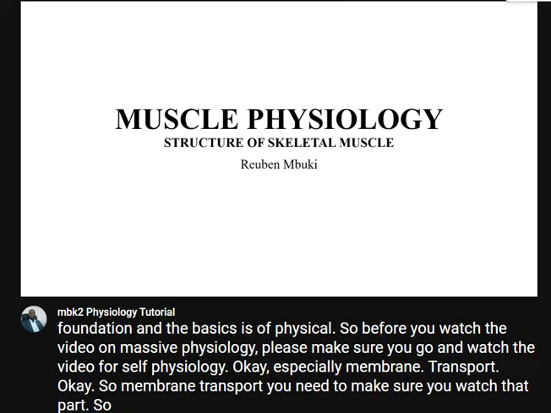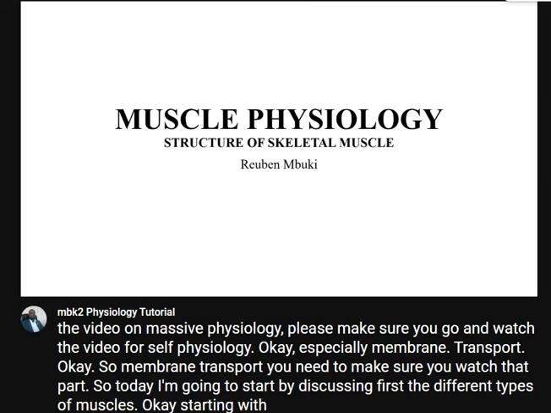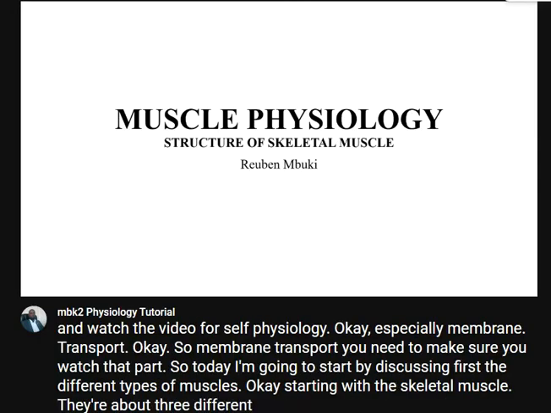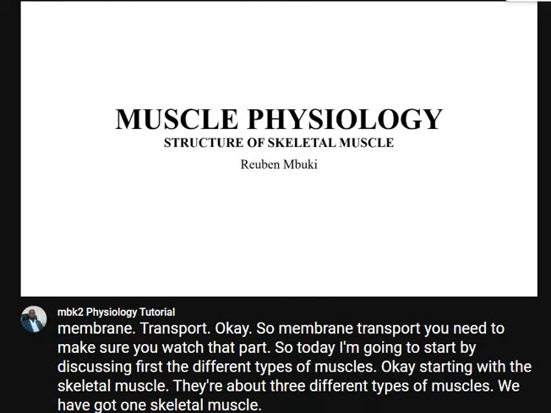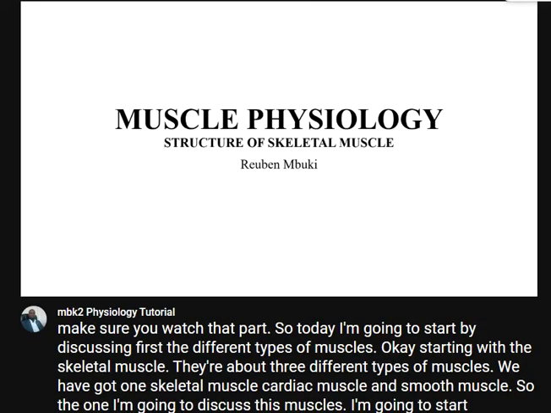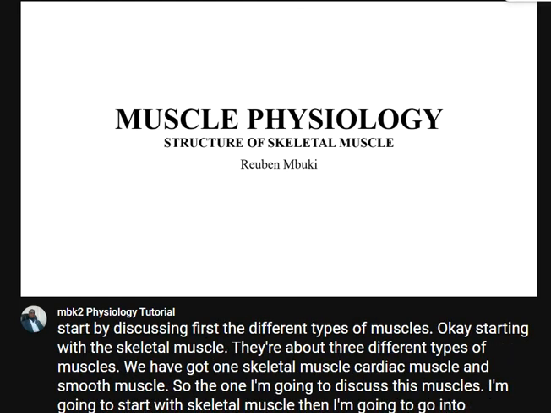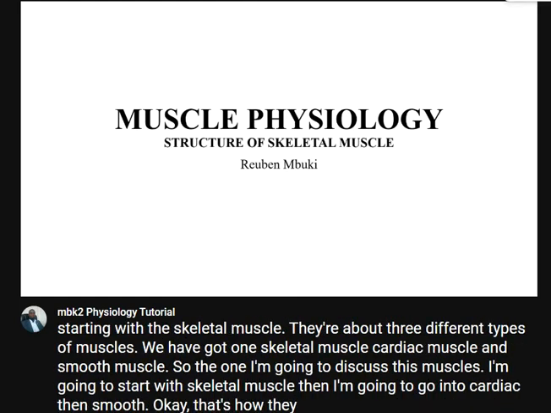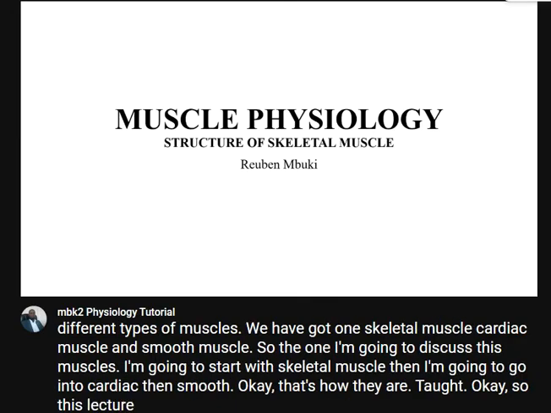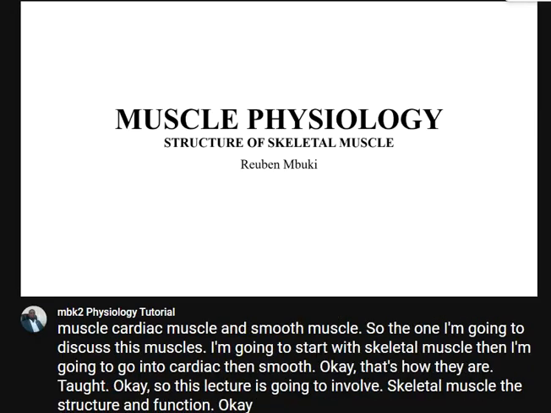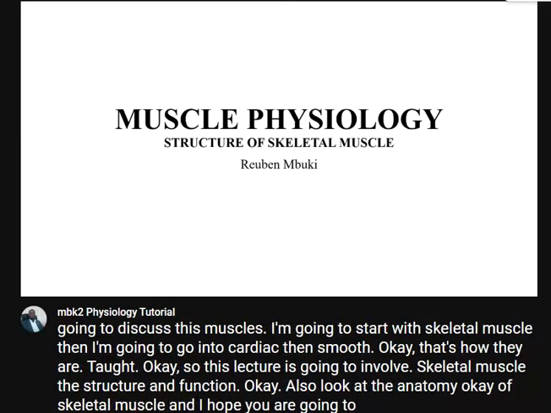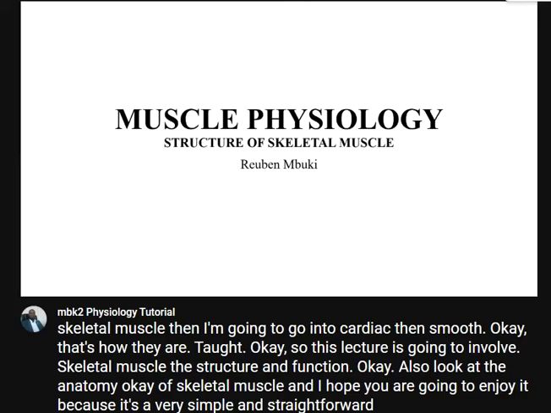So today I'm going to start by discussing the different types of muscles, starting with the skeletal muscle. There are about 3 different types of muscles: skeletal muscle, cardiac muscle, and smooth muscle. The way I'm going to discuss these muscles, I'm going to start with skeletal muscle, then go into cardiac, then smooth. That's how they are taught. So this lecture is going to involve skeletal muscle, the structure and function. We'll also look at the anatomy of skeletal muscle. And I hope you're going to enjoy it because it's a very simple and straightforward topic.